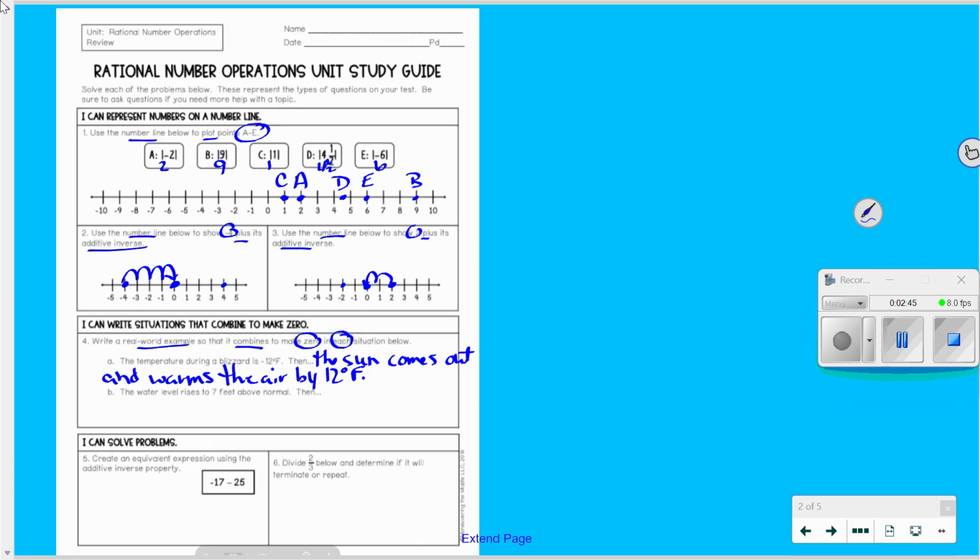The water level rises to 7 feet above normal, then the rain stops. And the water lowers by 7 feet. So something to show that the water is coming back down 7 feet. Yes? Can you also say that rise is -7 feet? That's not really good English, so I would not say that. It rises. Math isn't English. It rises. But they are definitely joint.